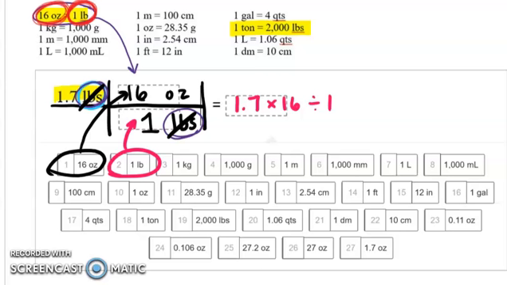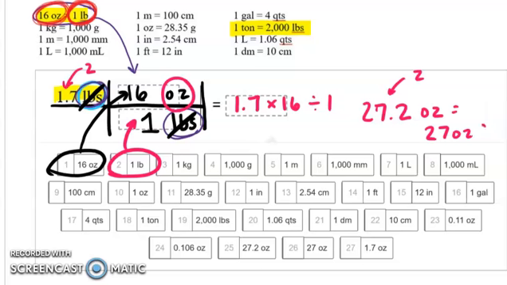Let me go ahead and get an answer for you. I take 1.7 times 16 and divide it by 1. I get 27.2. The new label is ounces. Now I'm going to round that. My beginning number has 2 digits, so I'm going to round this to 2 digits. I would round it to 27 ounces.